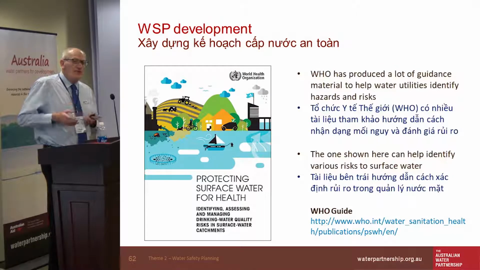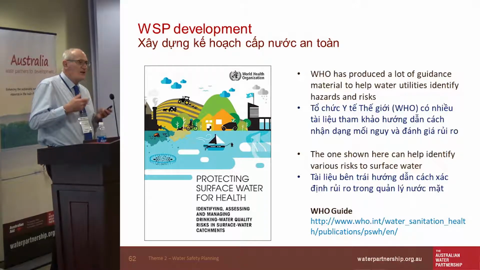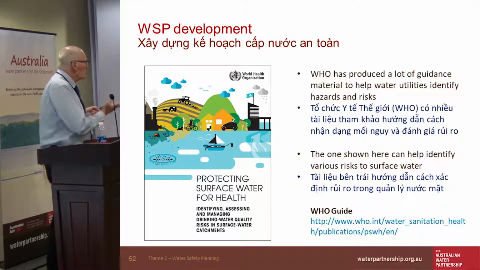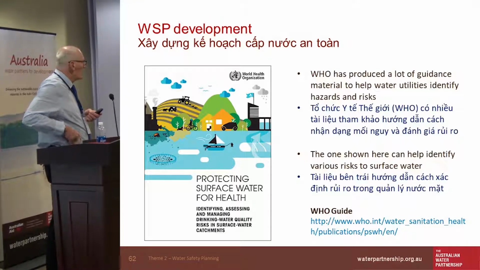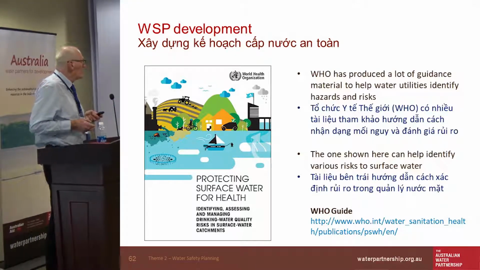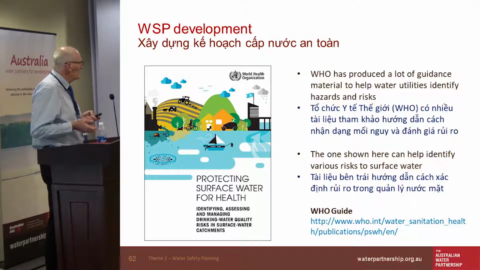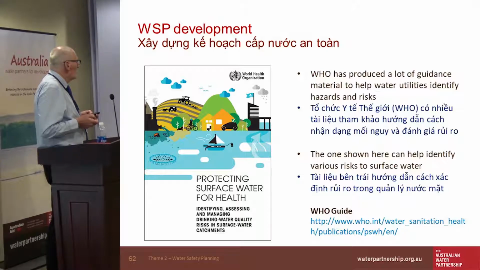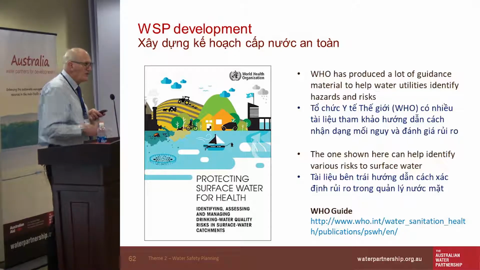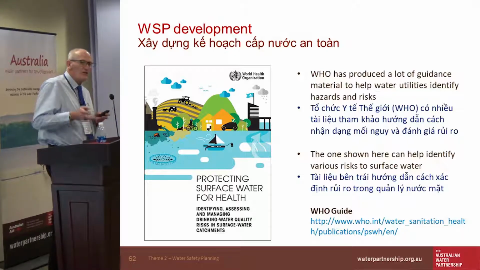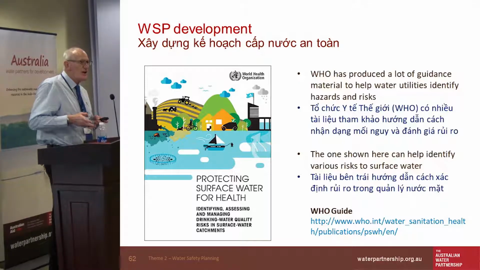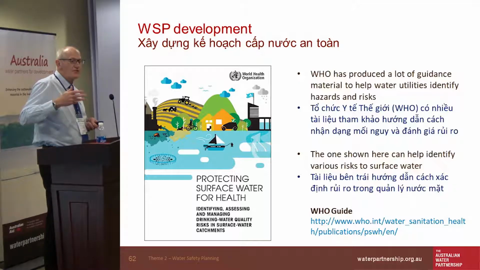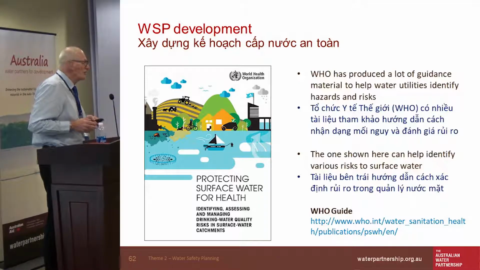Then you need to identify the risks and hazards to your water supply system. WHO has produced this guidance manual, which allows utilities to identify their various hazards and risks. The really nice thing is that it's available free for download. The one shown here identifies a risk all to do with surface water, so you can go onto WHO's website and download the document, and it can help guide your decision-making process around hazards and risks for your particular water supply system.